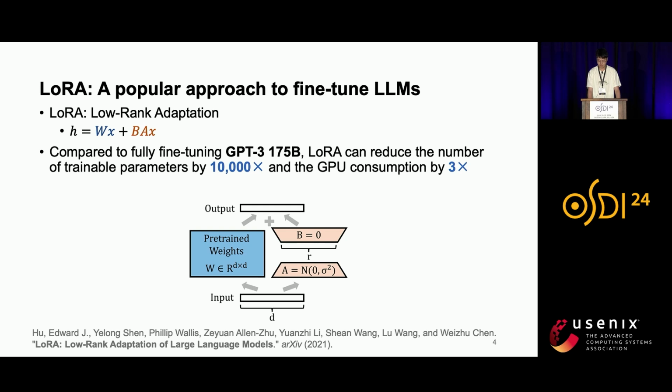For example, compared to fully fine-tuning GPT-3 with 175 billion parameters, LoRA can reduce the number of trainable parameters by 10,000 times and the GPU consumption by 3 times while achieving comparable model quality.